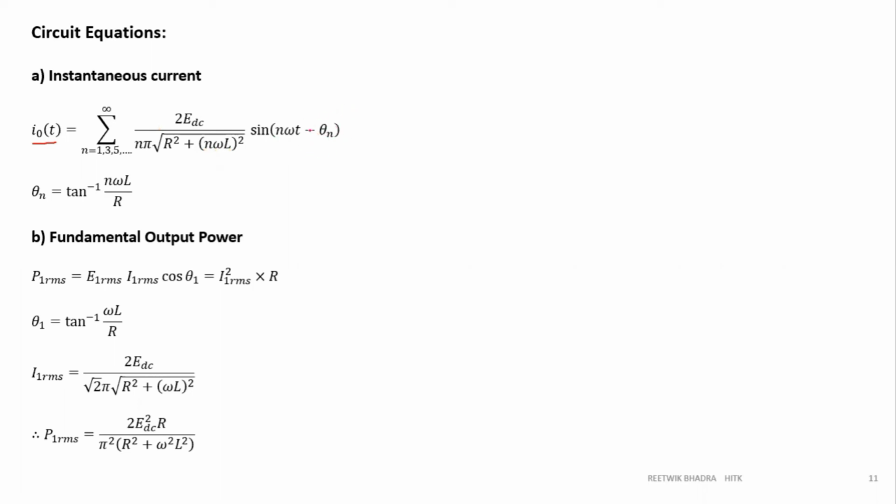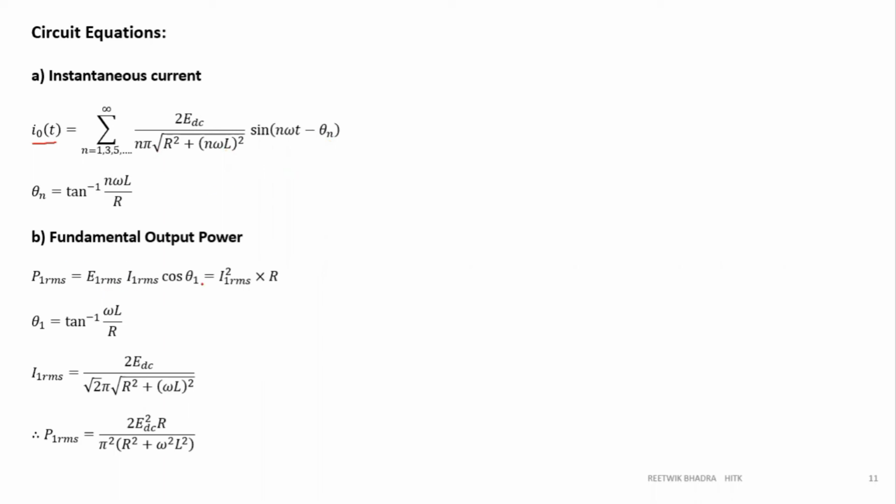Because there will be a lead and lag over here, theta n will be tan inverse of n omega L by R. This is my B, A plus jB, so tan inverse B by A. Since it is an inductive load, it will lag, so minus theta. What will be the power?